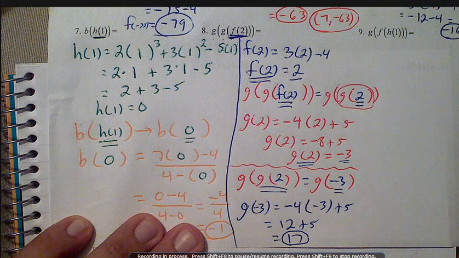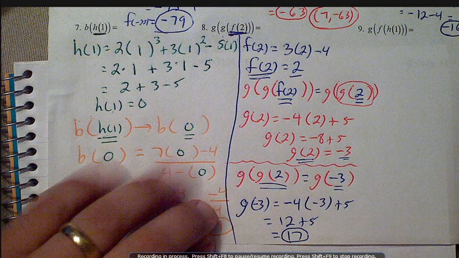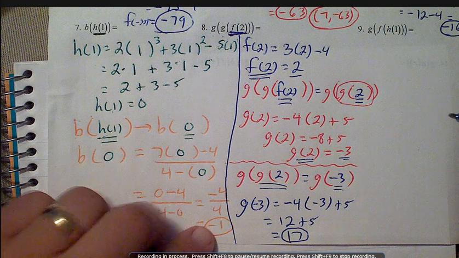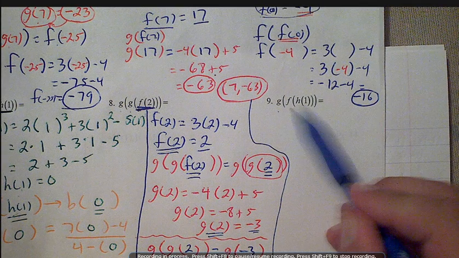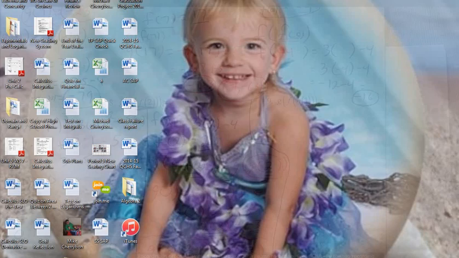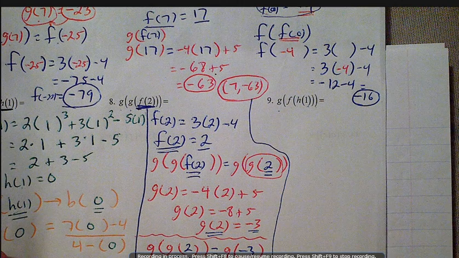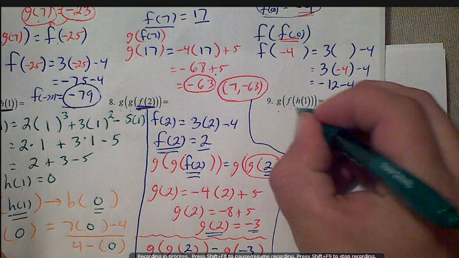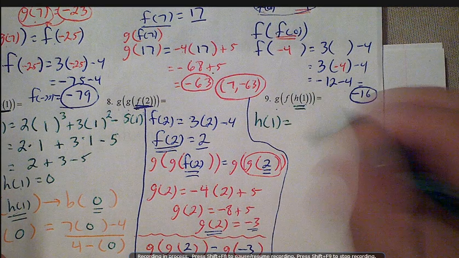Okay, number 9. It's pronounced g of f of h of 1. So first thing we're going to do is h of 1, so work from the inside out. So h is in green. So complete h of 1 first. And we already did that problem for number 7, but I'll write it out again. 2 times 1 cubed plus 3 times 1 squared minus 5 times 1. And what you end up getting is h of 1 equals 0.